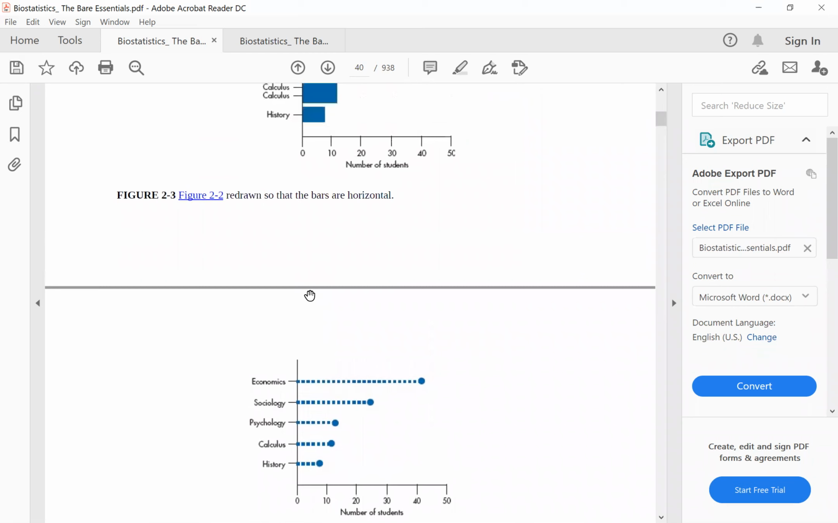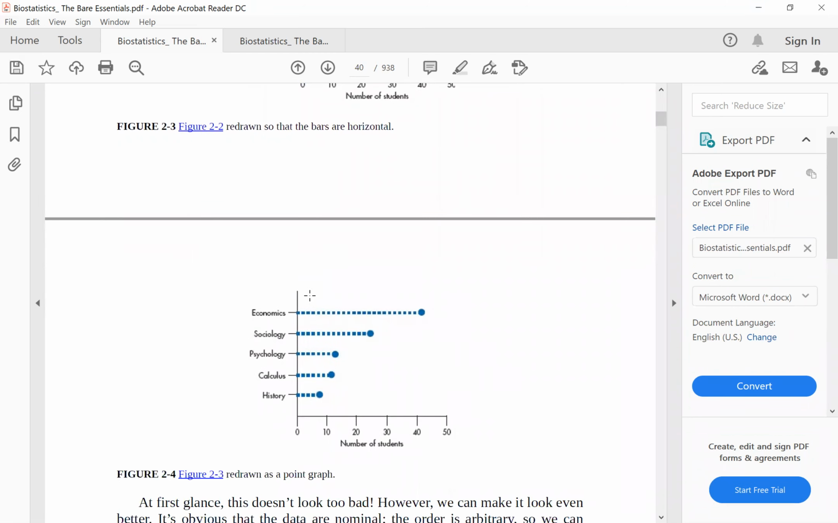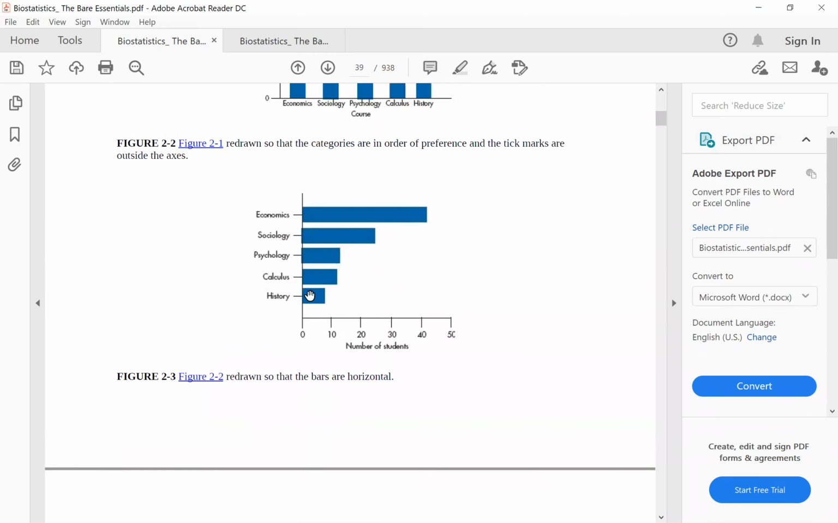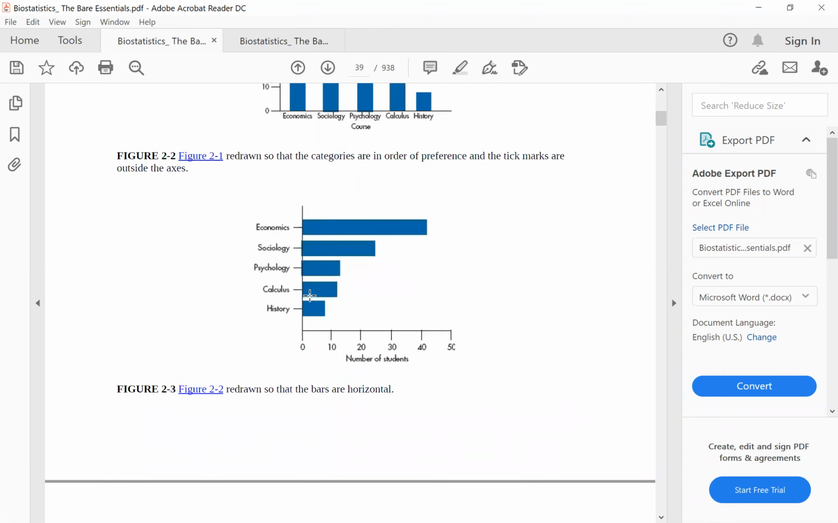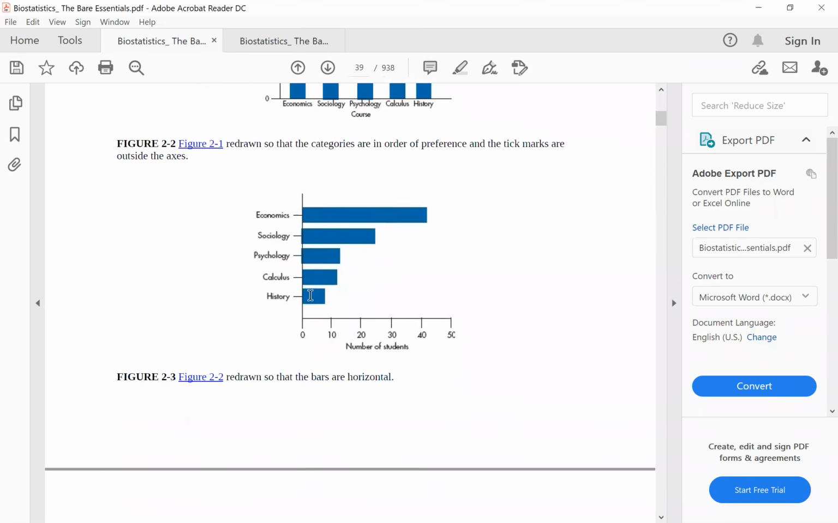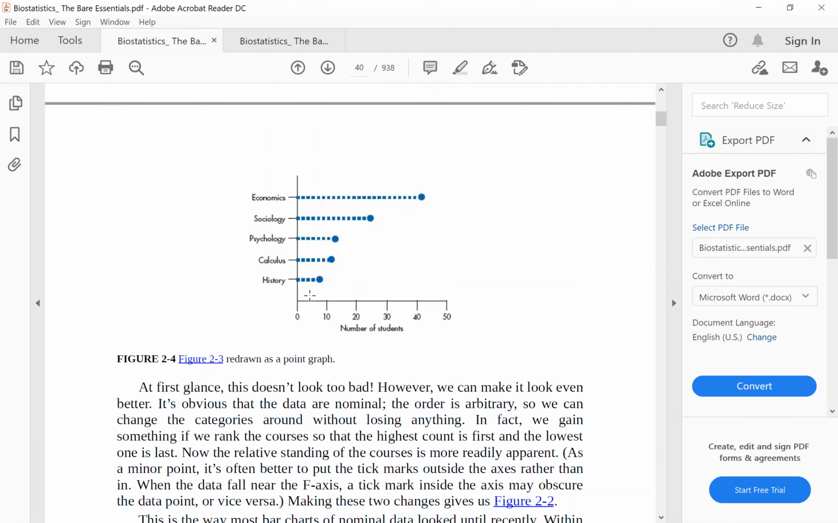So, figure 2.3 is drawn as a point graph. Now this is figure 2.3, it is just figure 2.2, which is drawn as horizontal, and this is drawn as a point graph.